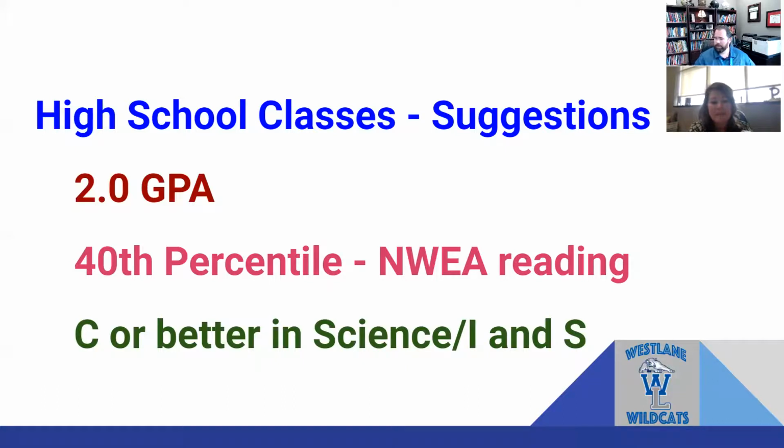You should have about a 2.0 GPA or higher. You should be in the 40th percentile in NWEA reading, and you should have a C or better in your science or social studies classes. That's a suggestion. Again, if you're really fired up about something and it's not quite there, we can certainly look at that. But we really want to say you should have these 3 things before you take this class. That just shows that you can have more success in it.